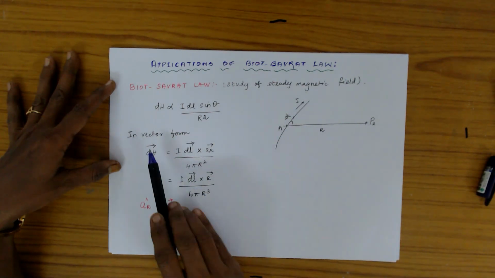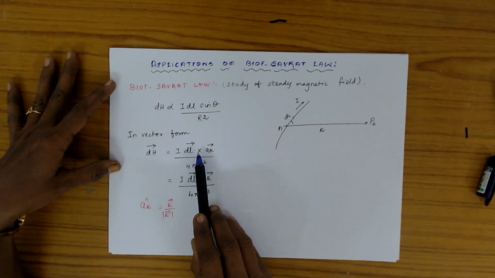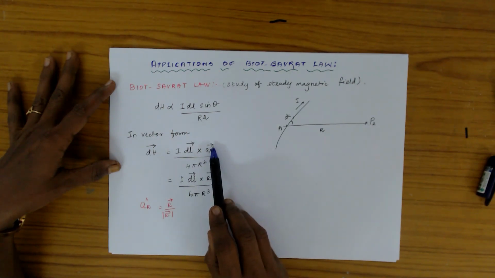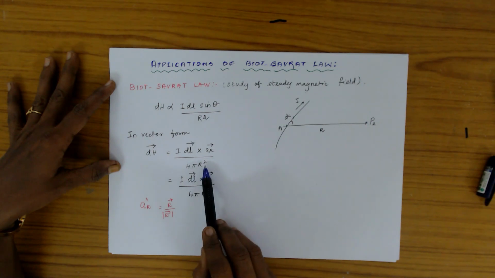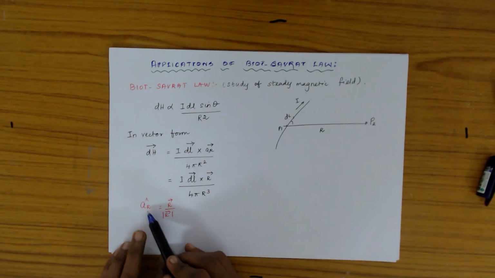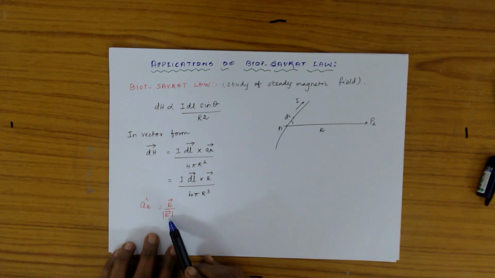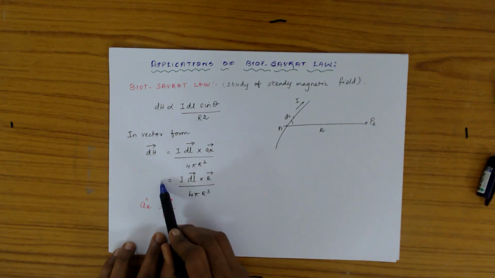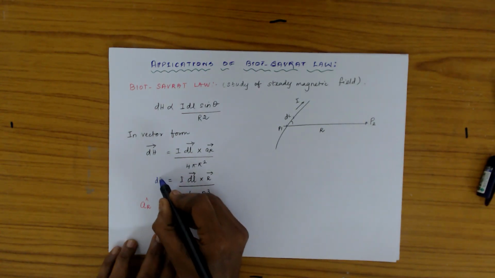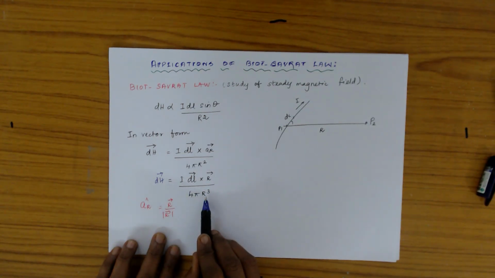In vector form, Biot-Savart law expresses the differential magnetic field intensity as dH vector equals I dl vector cross product with the unit vector aR, divided by 4 pi r squared. The unit vector aR can be defined using vector algebra as the distance vector r divided by the magnitude of the distance vector. Hence, substituting the value of aR, dH is given by I dl cross r divided by 4 pi r cubed.